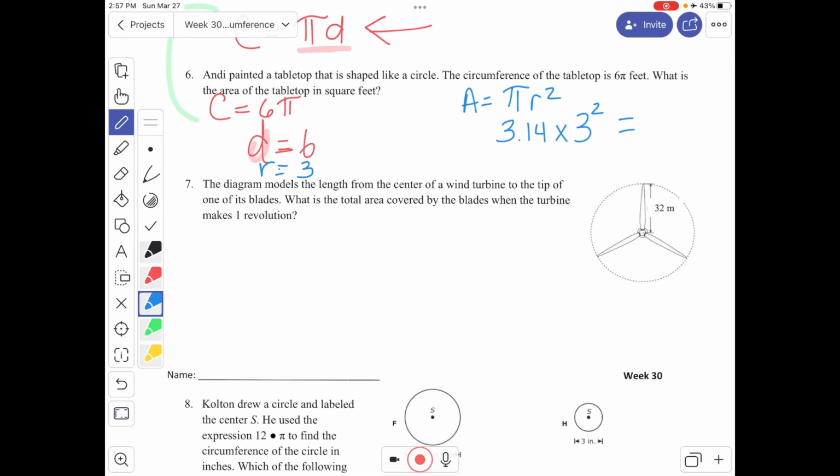Number 7. The diagram models the length from a center of a wind turbine to the tip of one of its blades. What is the total area covered by the blades when the turbine makes one revolution? So we're trying to find the area of a circle, which is pi times radius squared. The number we use for pi is still 3.14. And the radius, remember, radius goes halfway across the circle. That looks like 32 squared, which means 32 times 32 times 3.14.